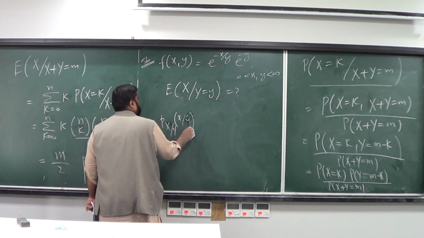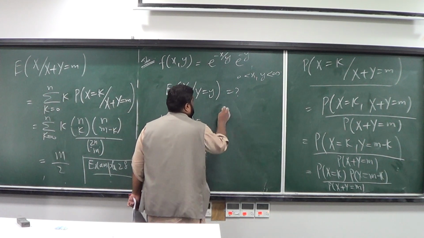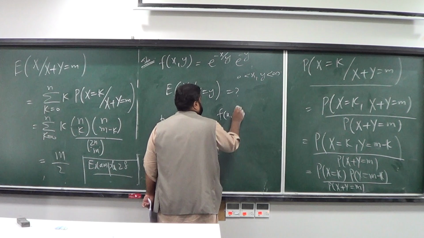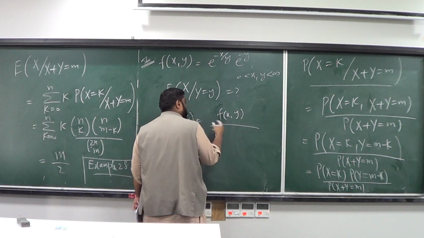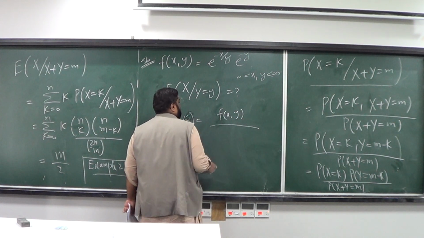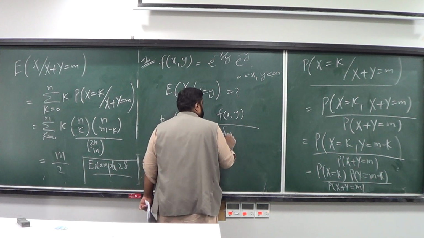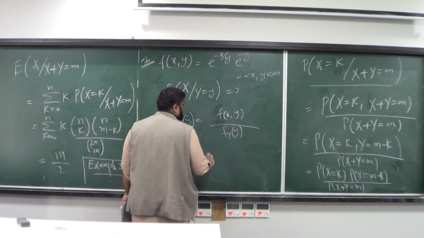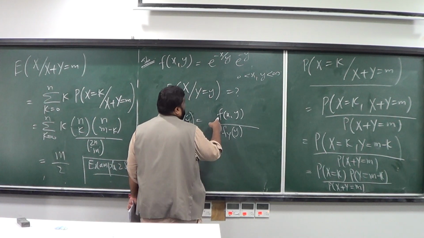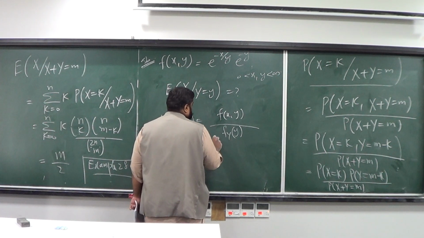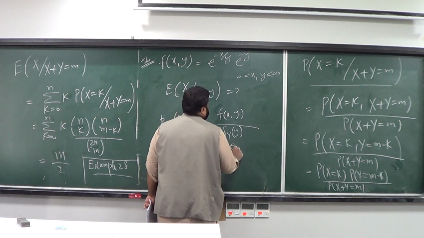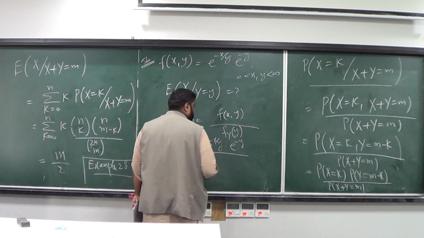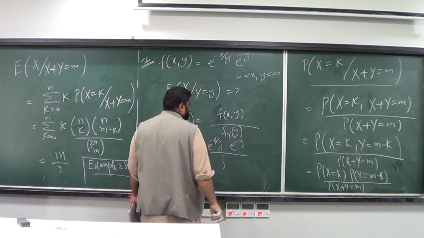X given y is going to be the joint PDF f of xy divided by the marginal PDF of y. How can I compute the marginal PDF? The joint PDF, I know, is going to be e to the minus x over y times e to the minus y, divided by y.